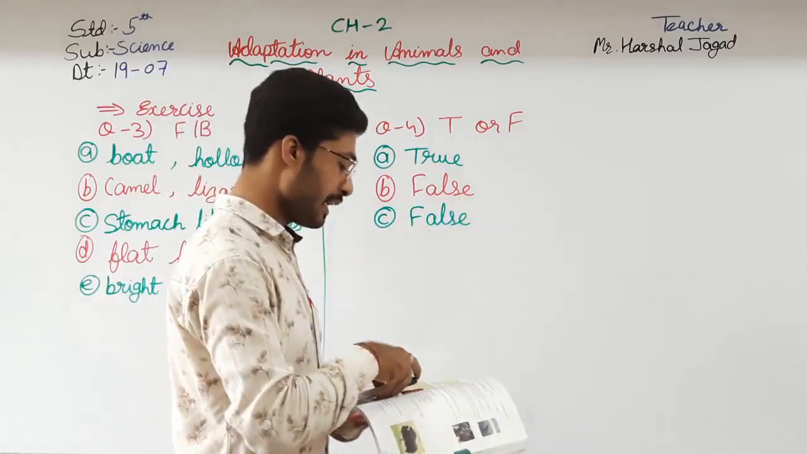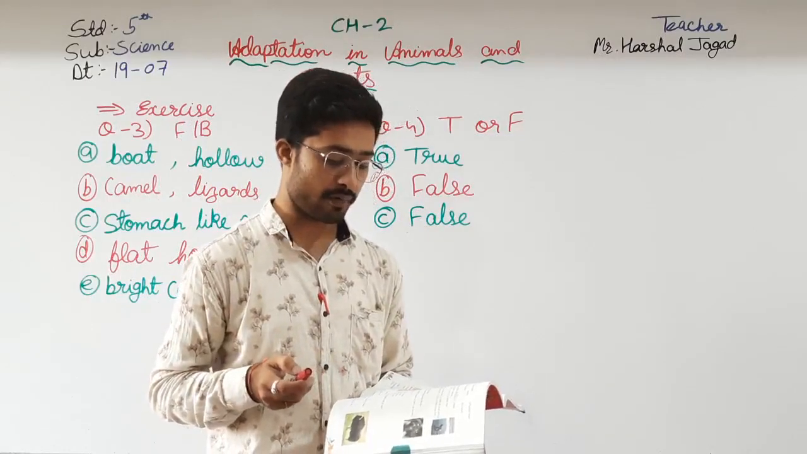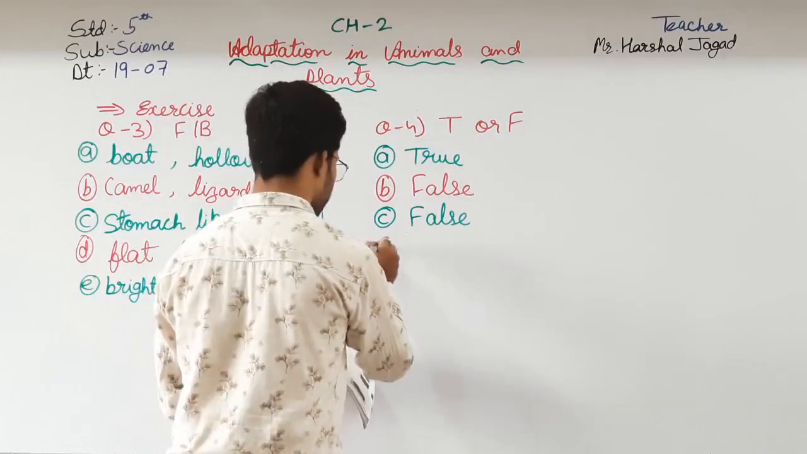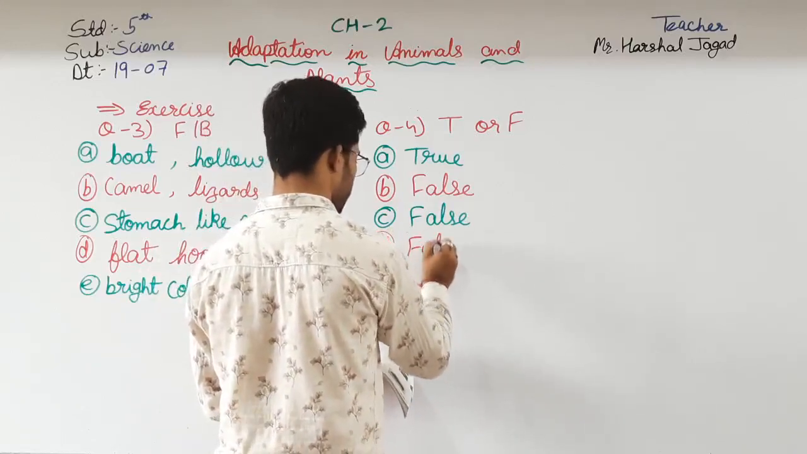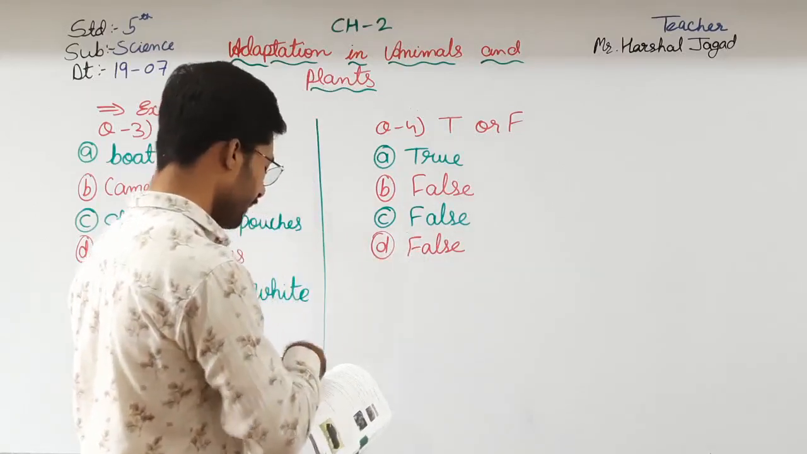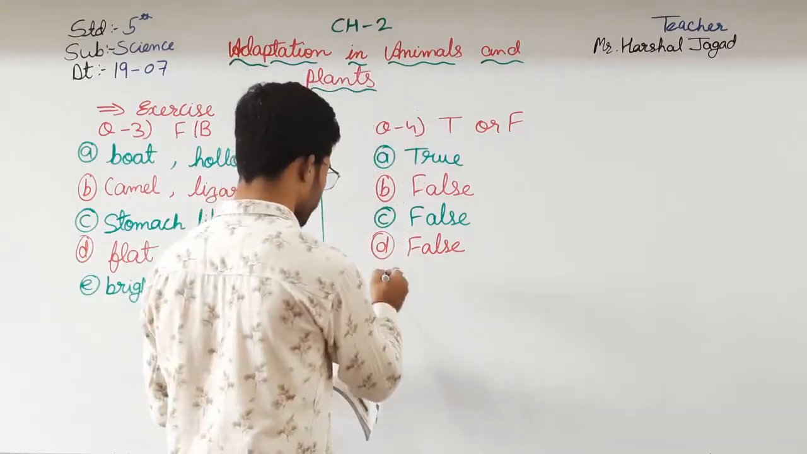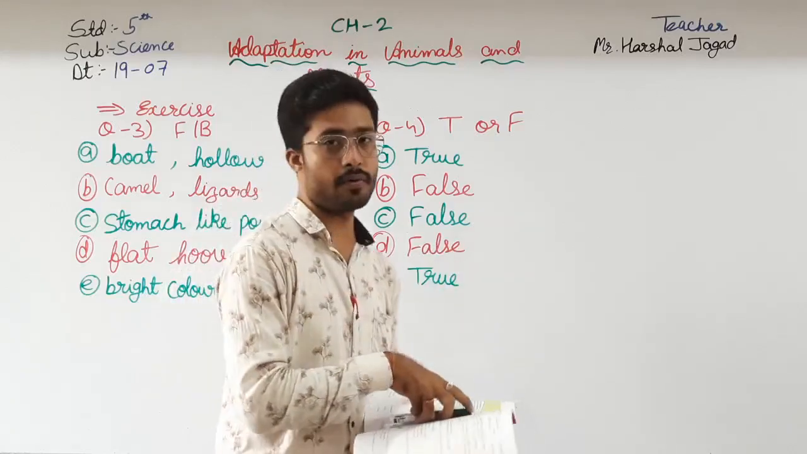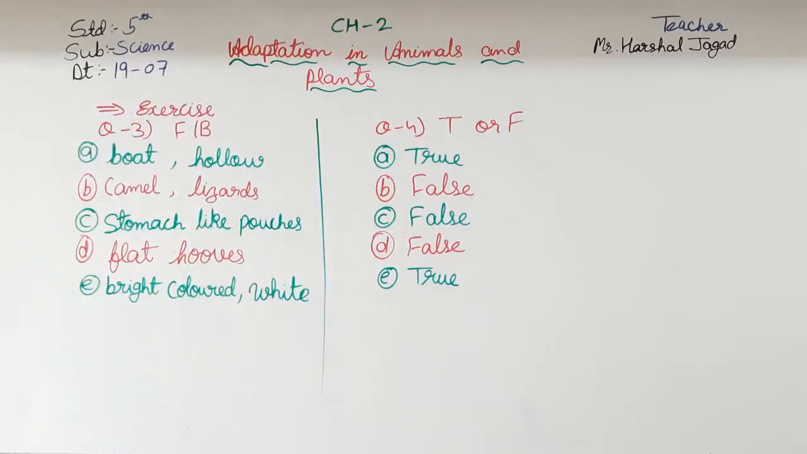Okay. Then after, D, that is the snowy owl in the polar region has white feathers so that it can be seen at night. No, that is also false. D, that is false. Then after, E, trees in windy regions are flat topped. Yes, that is true. Okay students, now please write down the answers of question number 3, fill in the blanks, and question number 4, true or false.